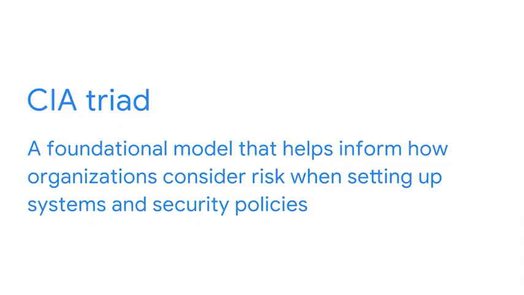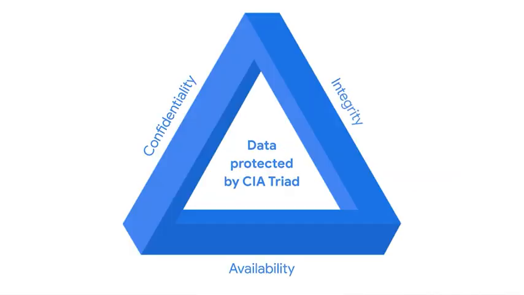Let's get started. The CIA Triad is a foundational model that helps inform how organizations consider risk when setting up systems and security policies. CIA stands for confidentiality, integrity, and availability.